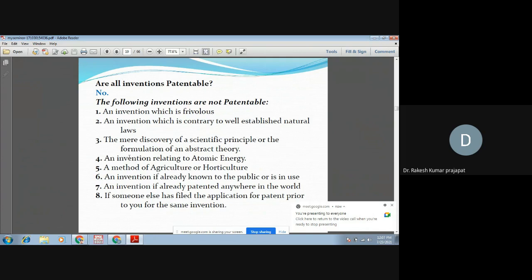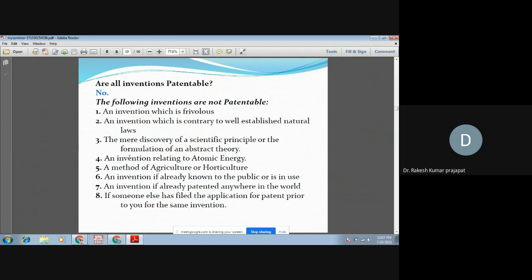Are all inventions patentable? No. The following inventions are not patentable. First is an invention which is frivolous, an invention which is contrary to well-established natural law, a mere discovery of a scientific principle or formulation of an abstract theory, an invention related to atomic energy, a method of agriculture or horticulture, and inventions already known to the public or in use.